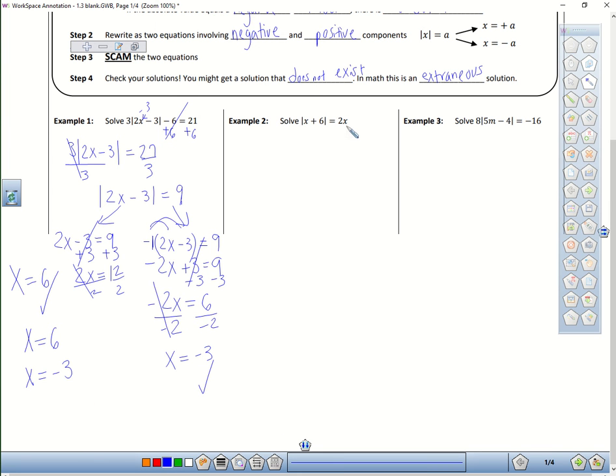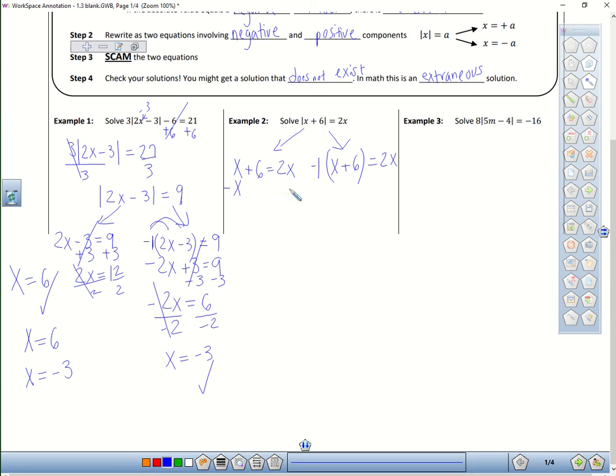Now we'll do the same thing over here. So my absolute value is already solved for, so now I'm just going to rewrite my equation 2 ways. So I write it without the absolute value bar, and then I write it replacing my absolute value bar with parentheses, and put a -1 on the outside. So let's solve this one.